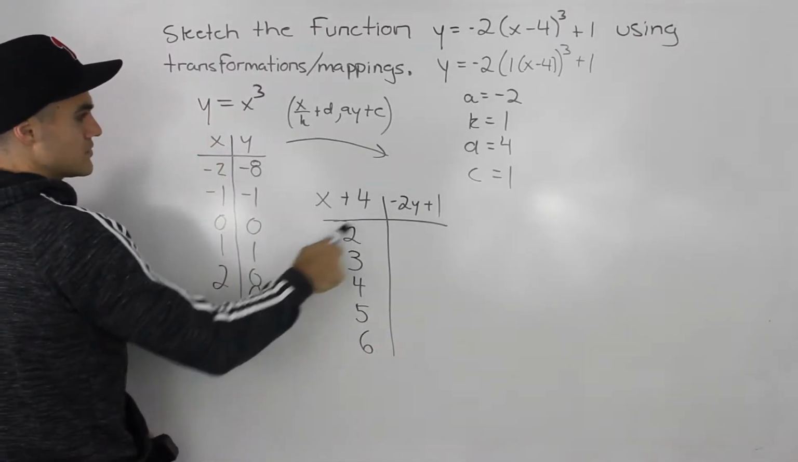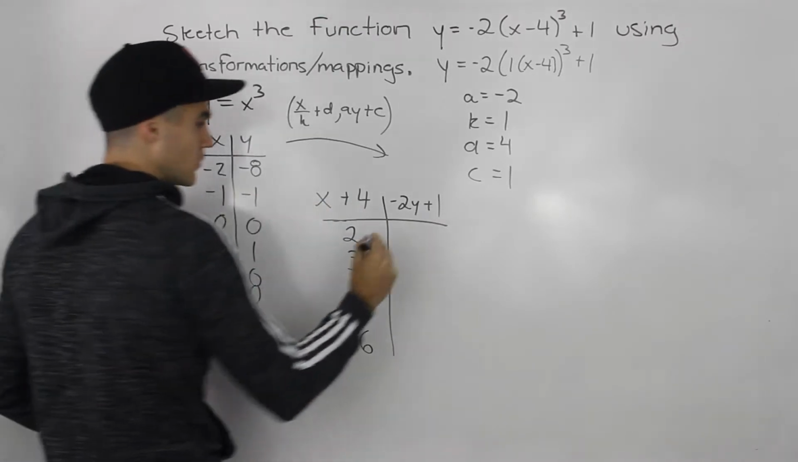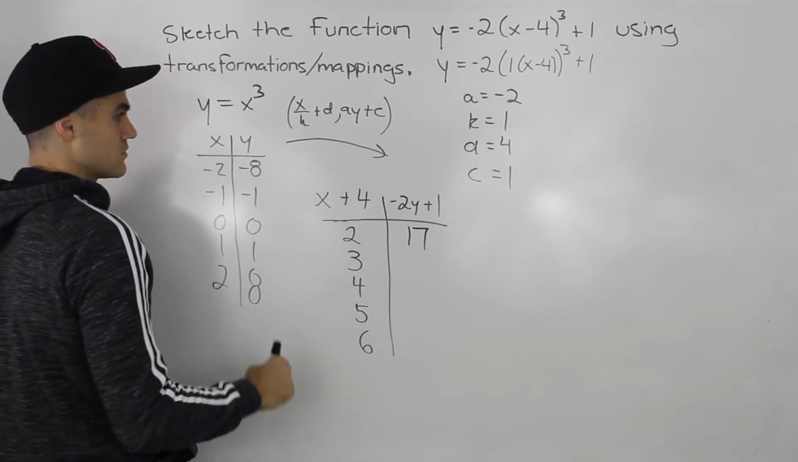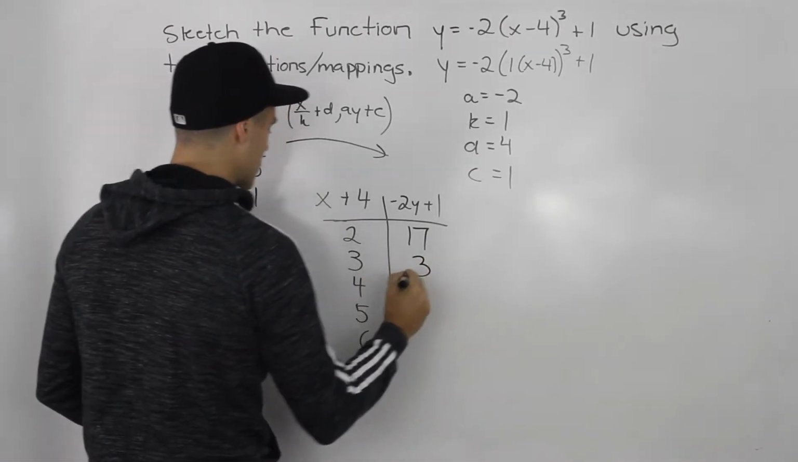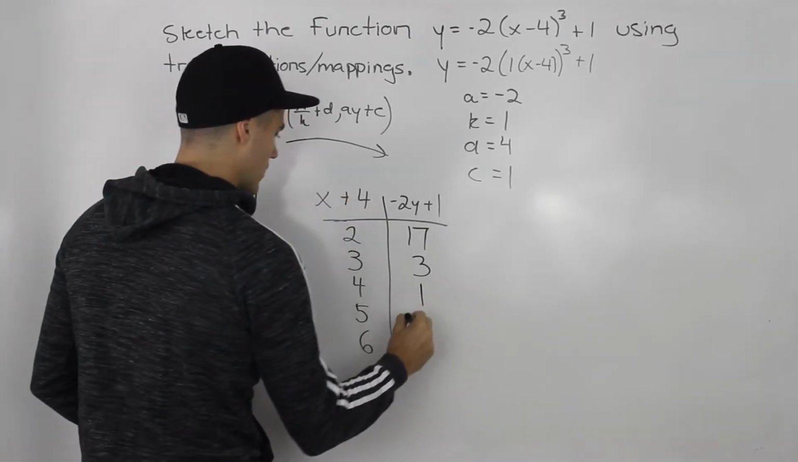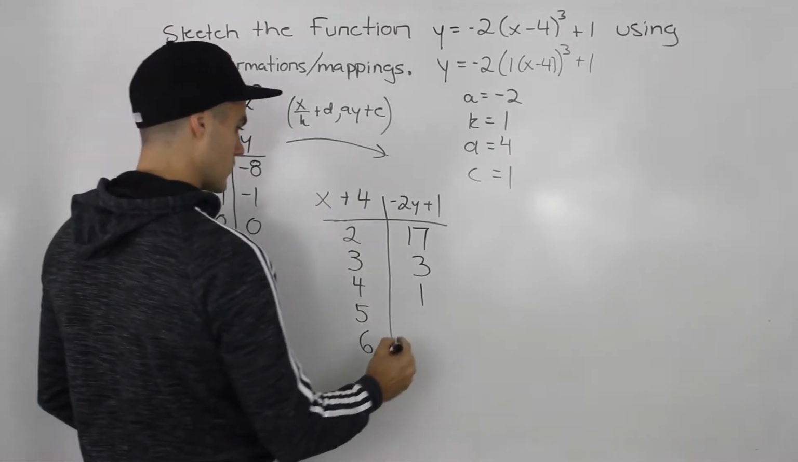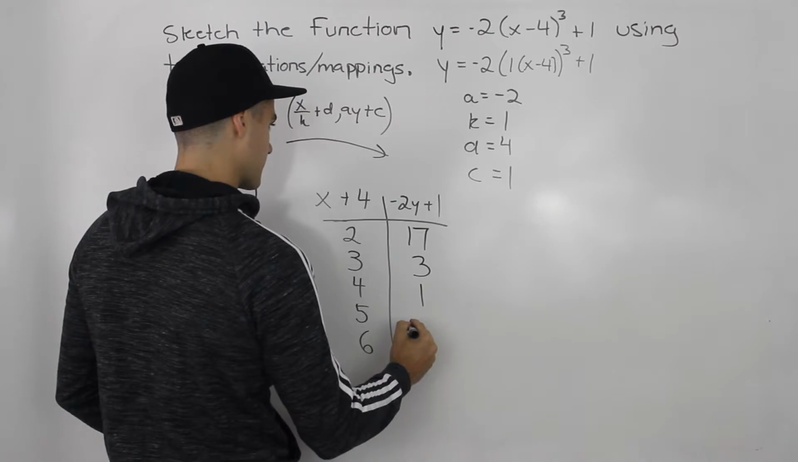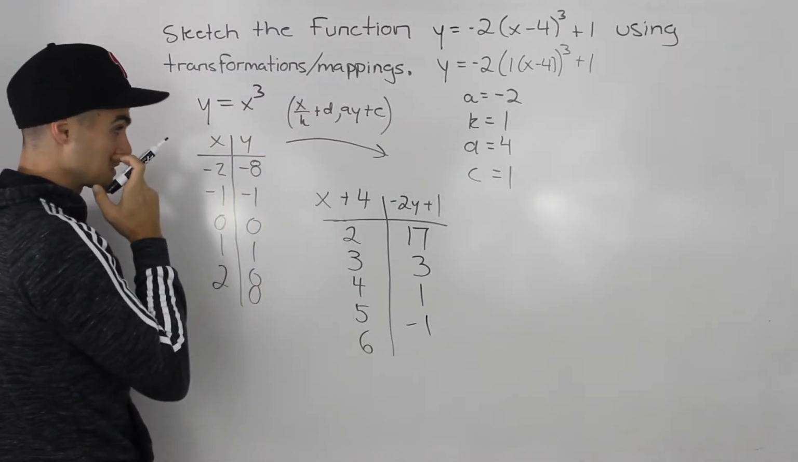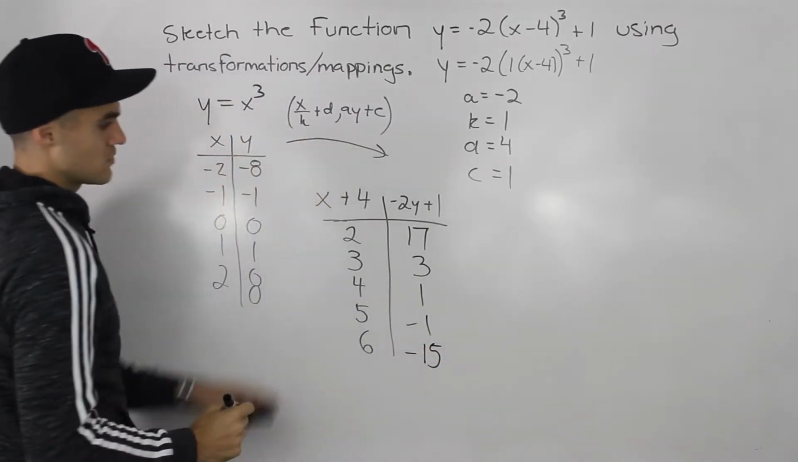And then all the y values, -2y plus 1. -2 times -8 gives us 16, plus 1 gives us 17. -1 times -2 is 2, plus 1 gives us 3. 0 times -2 plus 1 gives us 1. 1 times -2 is -2, plus 1 gives us -1. And 8 times -2 is -16, plus 1 gives us -15.